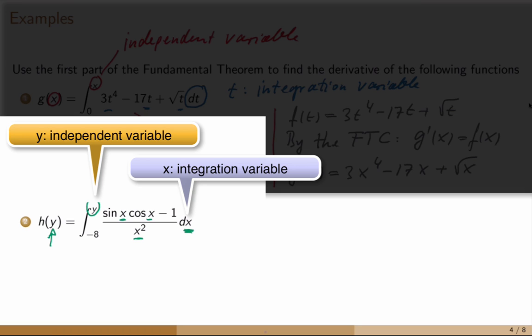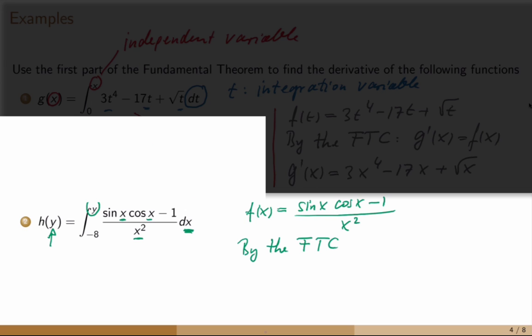We again need to identify the function inside the integral, so let's call it f of x. And by the fundamental theorem, we have that h prime at y, right? Y is now the new independent variable. This is really f at y. And then subbing in, this is sine y cos y minus 1 over y squared.